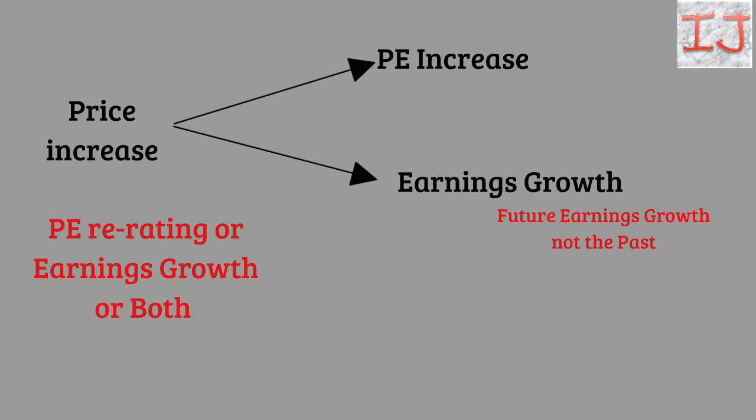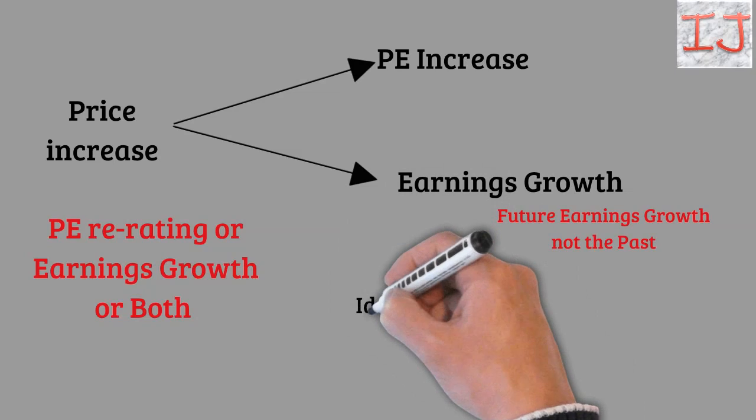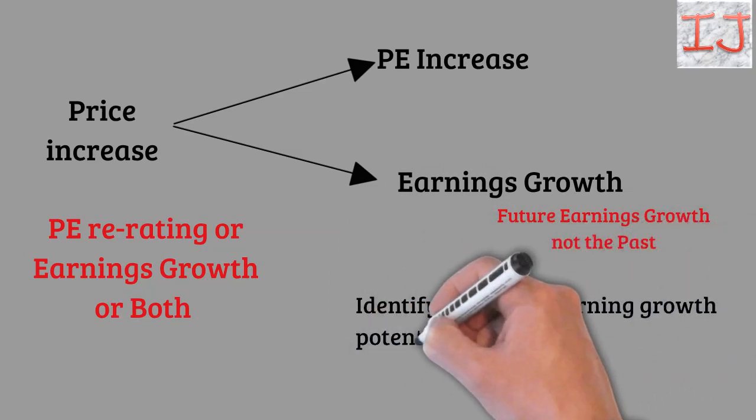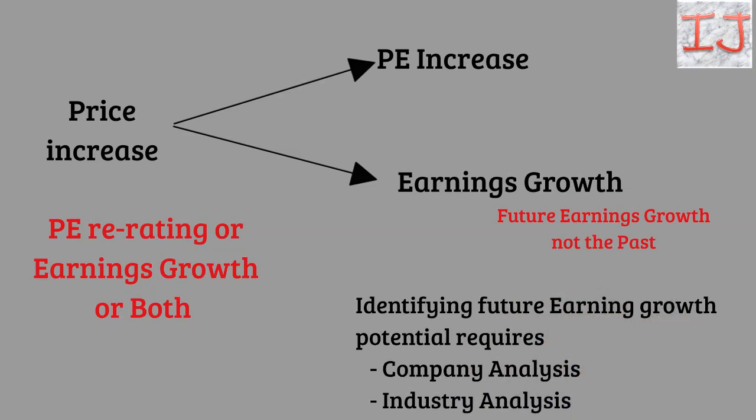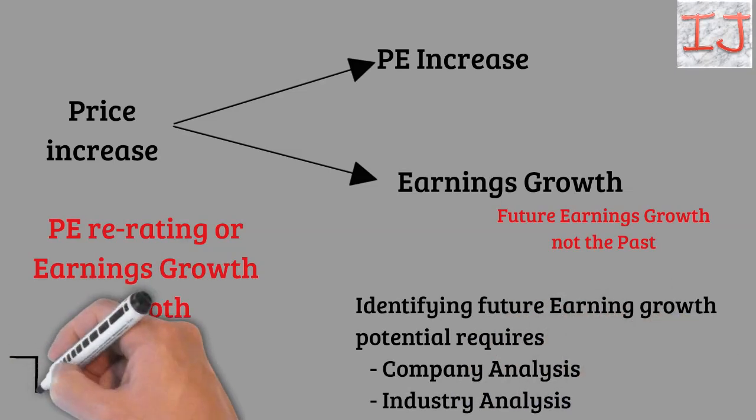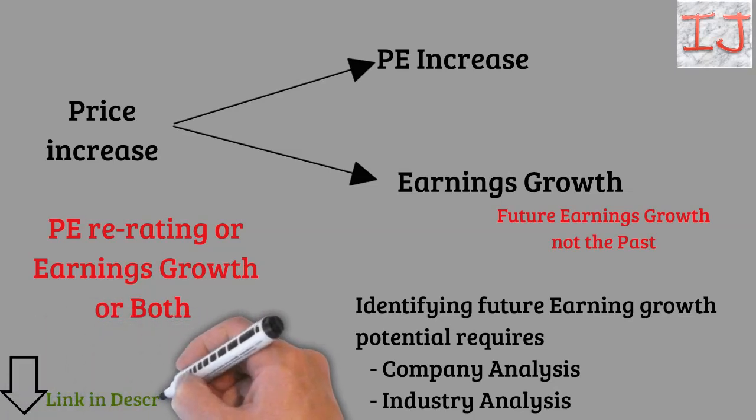Now the question comes, how should this knowledge affect our investing decision? It is quite clear one has price appreciation when either there is an increase in PE or an increase in earnings or both. To find out future earning growth potential, one needs to do the company analysis and industry analysis, which we have briefly discussed in our earlier video. Link of that video is in the description. Good analysis will tell us whether there is any future earning growth potential or not.